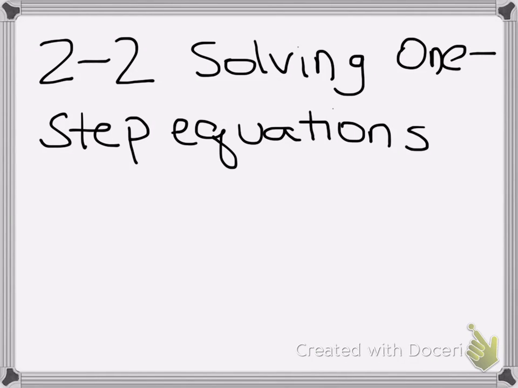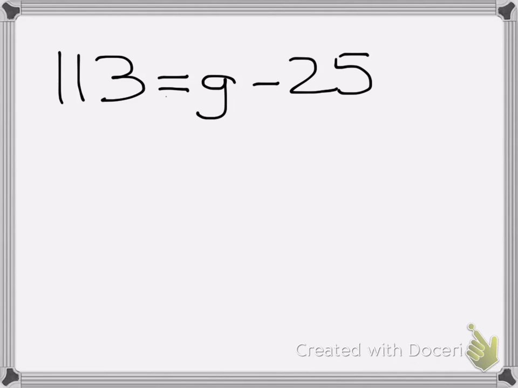Today we're doing lesson 2.2, which is solving one-step equations. Okay, we are asked to solve this equation for g. Whenever you would like to get the g as your solution, or any variable as your solution, you want to look on the side with the variable and start with the minus 25. We want to get the variable alone, so we need to cancel the minus 25.